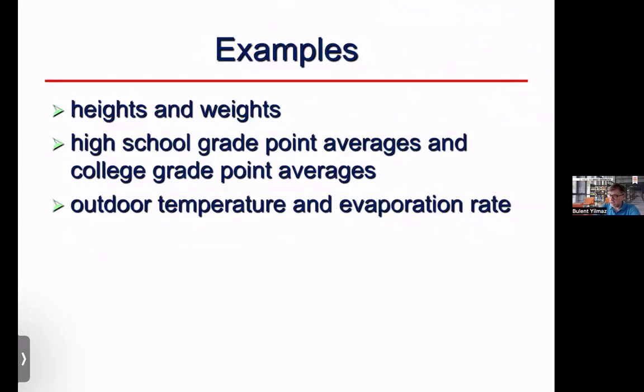So I gave you some examples. For example, heights and weights, okay? One of them is x, one of them is y. You can put the weights of the people and heights of the people and try to understand the relationship between them. For example, outdoor temperature and evaporation rate, how does it change with respect to each other? But there has to be a kind of randomness, okay? It cannot be like this.